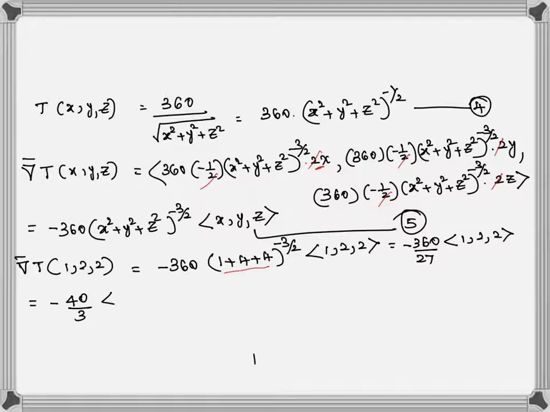That will be 3 squared to the power 3/2. So that will be 3 cubed. That is 27. That's how you get 27 in the denominator. Further simplifying, we get -40 over 3, 1, 2, 2. So this gives the gradient vector at this point, at the point 1, 2, 2.